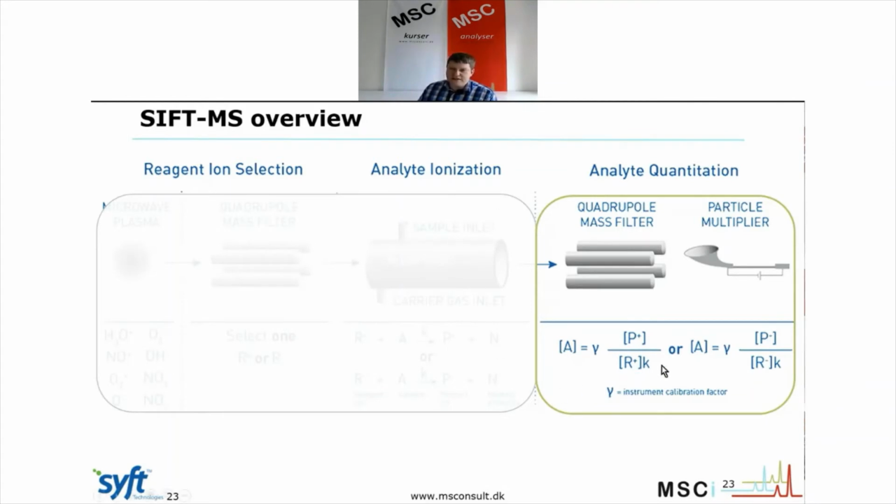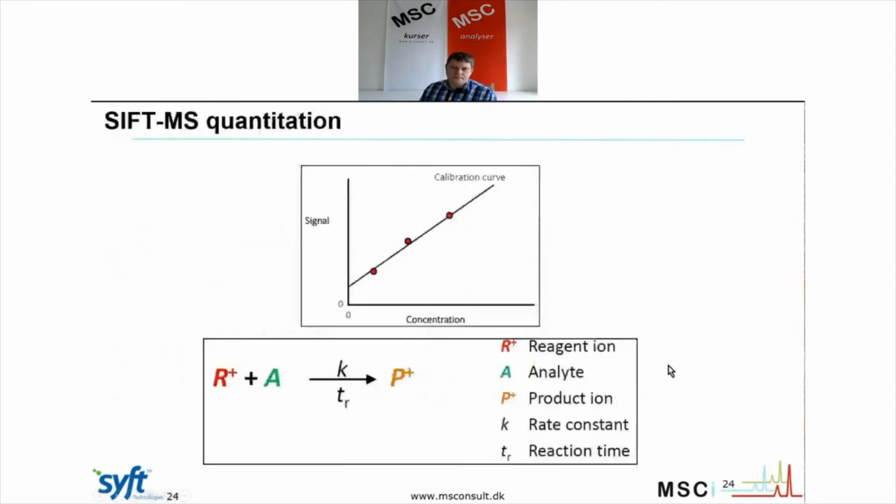As you can see down here, the analyte concentration is the instrument calibration factor multiplied by the product ions, reagent, divided by the reagent ions, which is multiplied by the rate constant. So if we want to quantify, of course, we can always make a calibration curve. And if you want really accurate and precise results, the best way to go is a calibration curve.